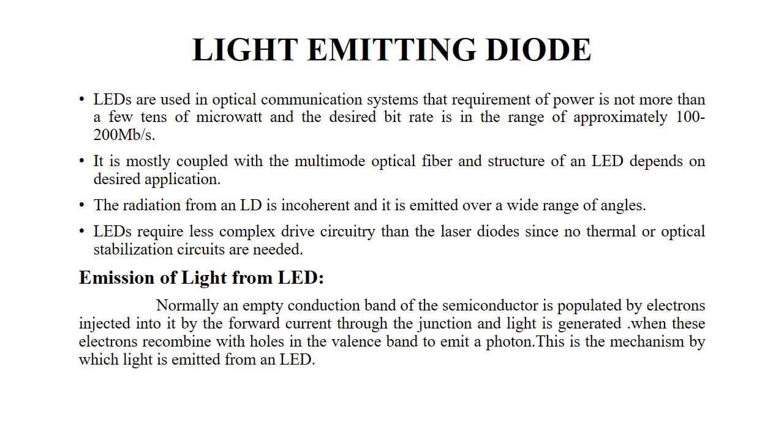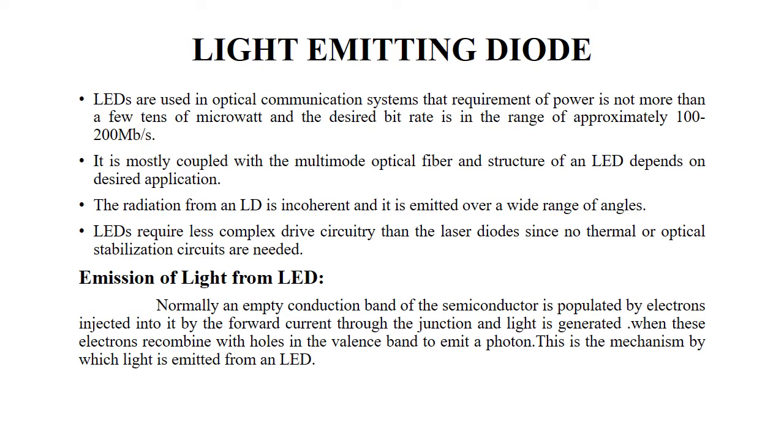First, light emitting diodes. LEDs are used in an optical communication system where the requirement of power is not more than a few tens of microwatts. The desired bit rate is in the range of approximately 100 to 200 megabits per second. So it is mostly coupled with multimode optical fiber, and the structure of the LED will depend on the desired applications. The radiation of the LED is incoherent and it is emitted over a wide range of angles.